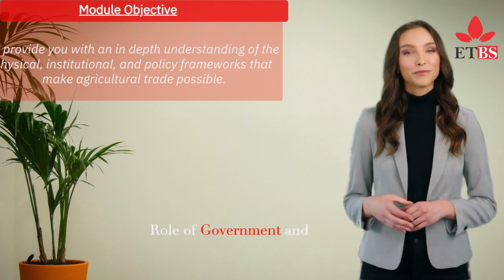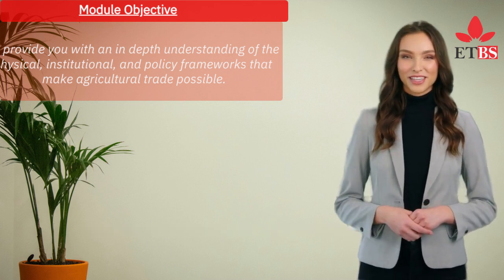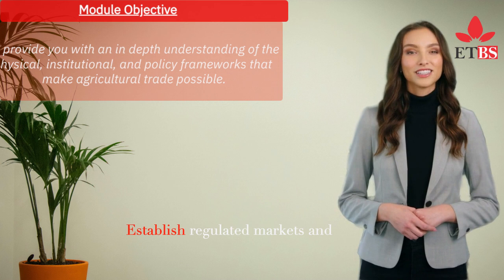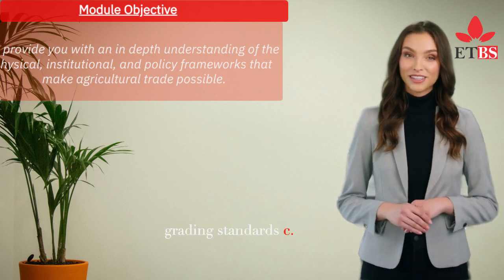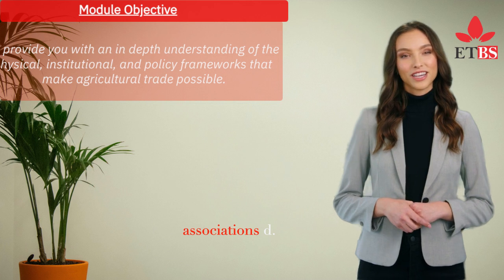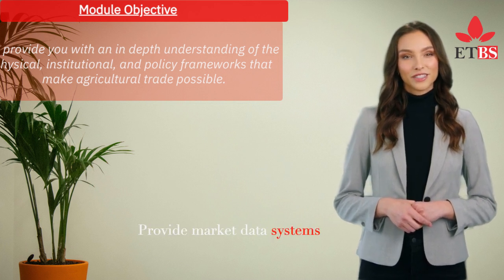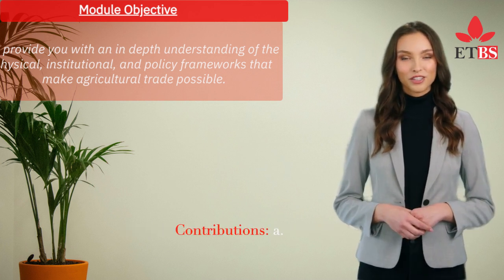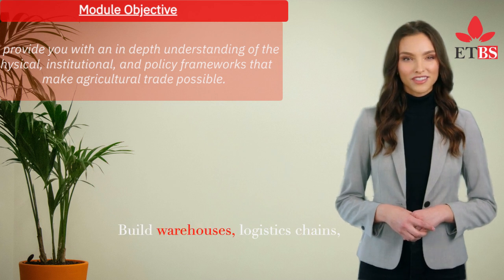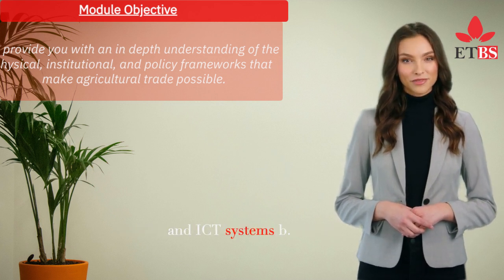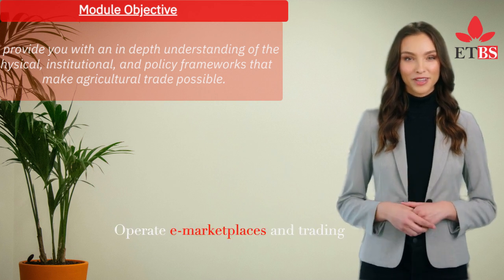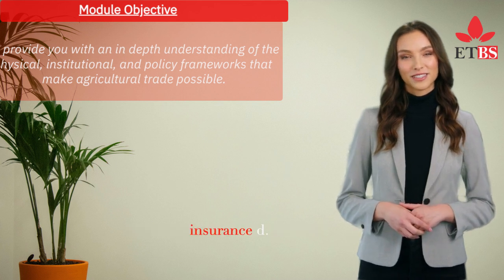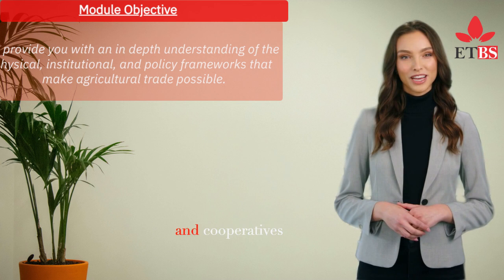IV. Role of government and private sector. Government responsibilities: A. Develop roads, rail, and rural infrastructure. B. Establish regulated markets and grading standards. C. Encourage farmer cooperatives and associations. D. Provide market data systems and training. E. Subsidize storage and cold chain investments. Private sector contributions: A. Build warehouses, logistics chains, and ICT systems. B. Operate e-marketplaces and trading platforms. C. Offer input credit services and insurance. D. Form partnerships with smallholders and cooperatives.